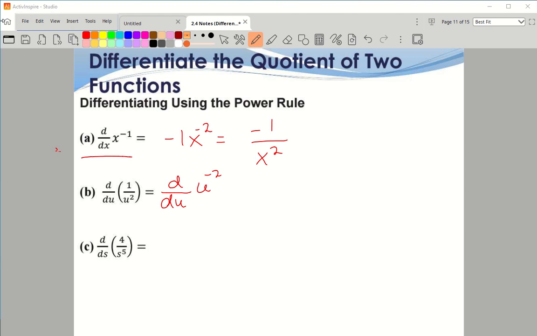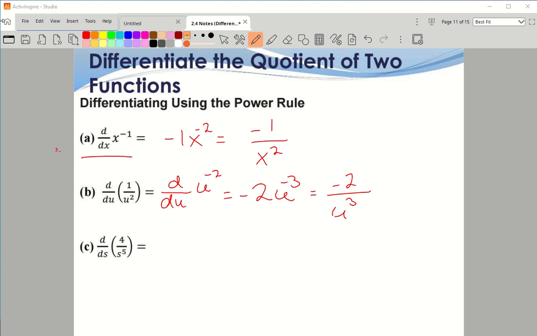Let's do the voodoo. So what are we going to have out front? -2, right? u, and what am I going to do to that -2? -1, so that's going to give me -3. And then I do my rewriting. After I do my voodoo, I do my rewriting, so my answer is -2 over u to the 3rd power. Yes. All right, let's mess up this one.